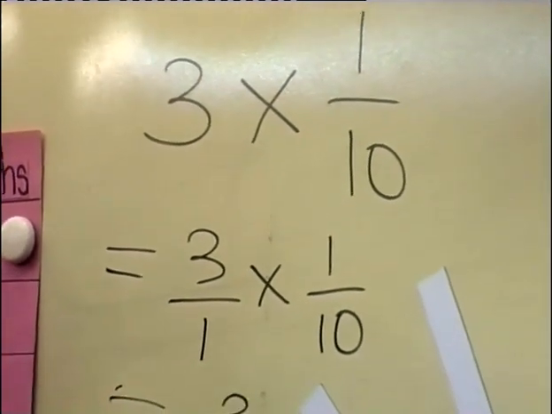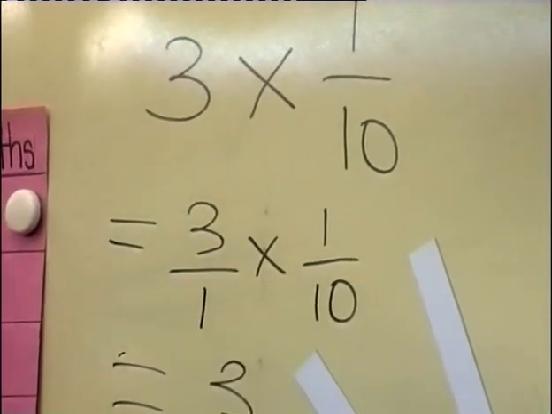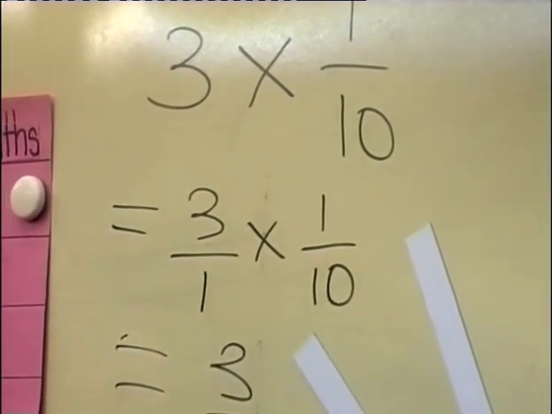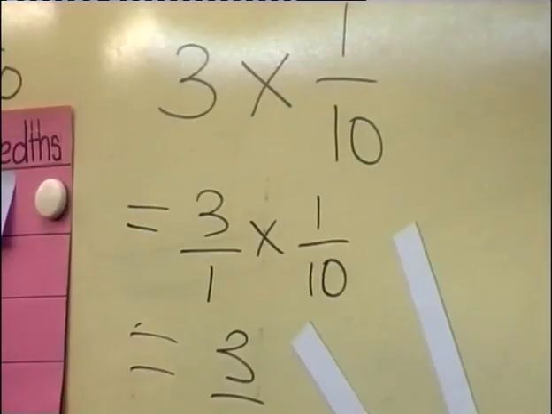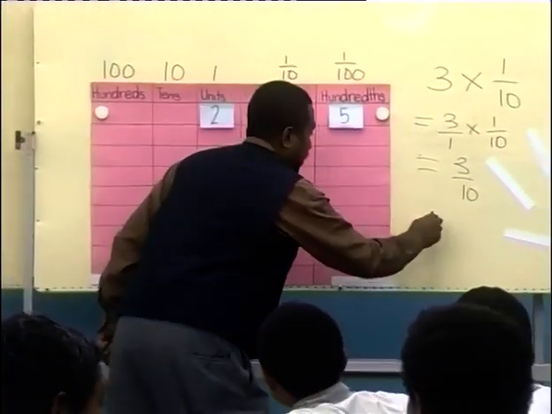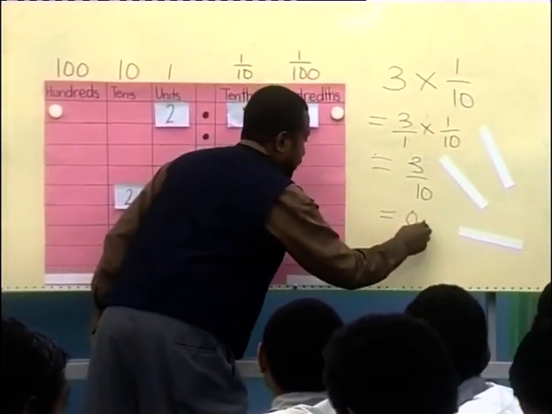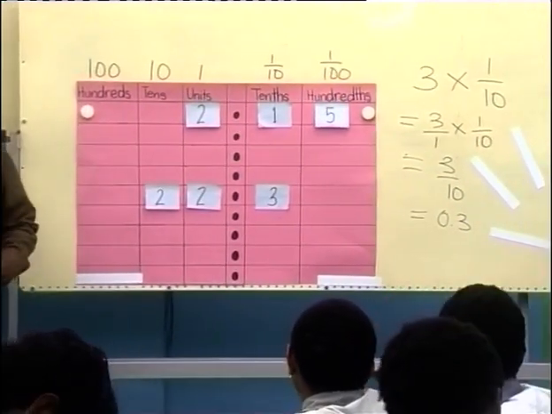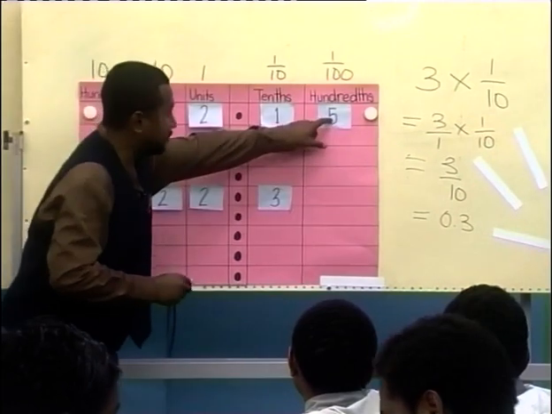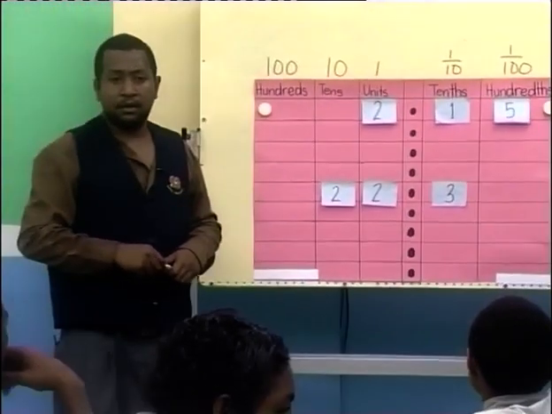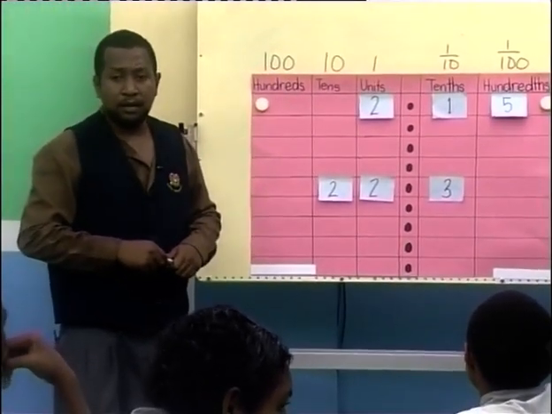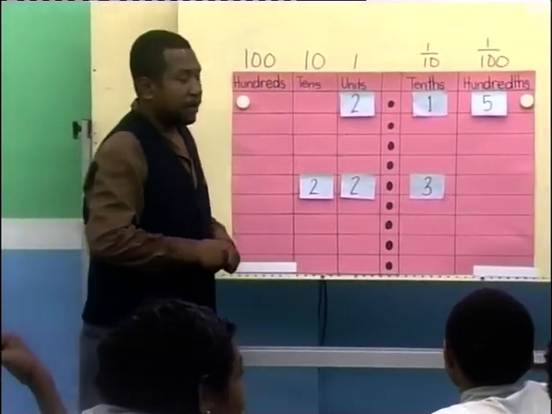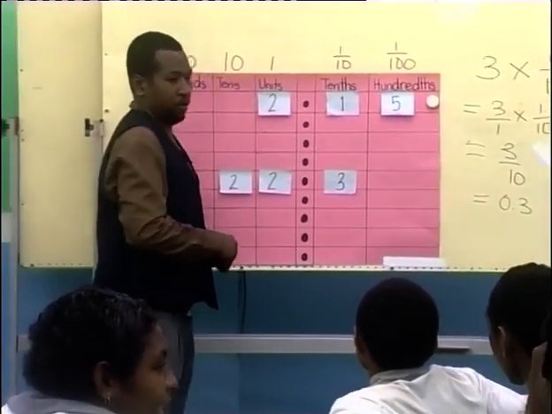3 over 10. Okay. Now, we can say the value of this is 3/10 or it is equal to 0.3. Can you see that? What about 5? 5 over 100. Very good.